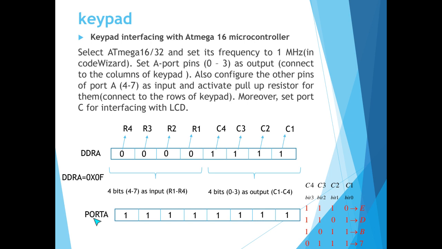So in the next step, after configuring the initial state for input and output pins of port A, we said that one by one, each of these columns is set to 0 respectively. At first, I want to set this pin or bit as 0. Then we will have these 4 bits: 1, 1, 1, and 0.